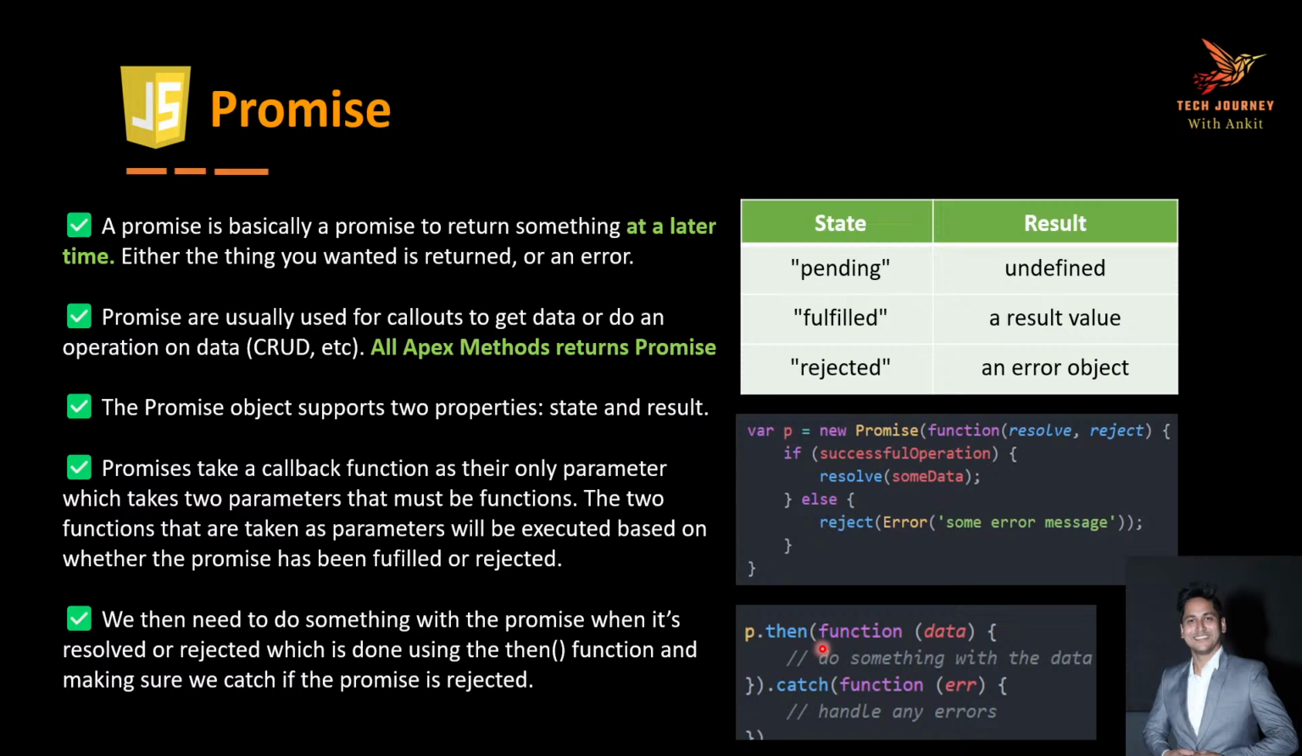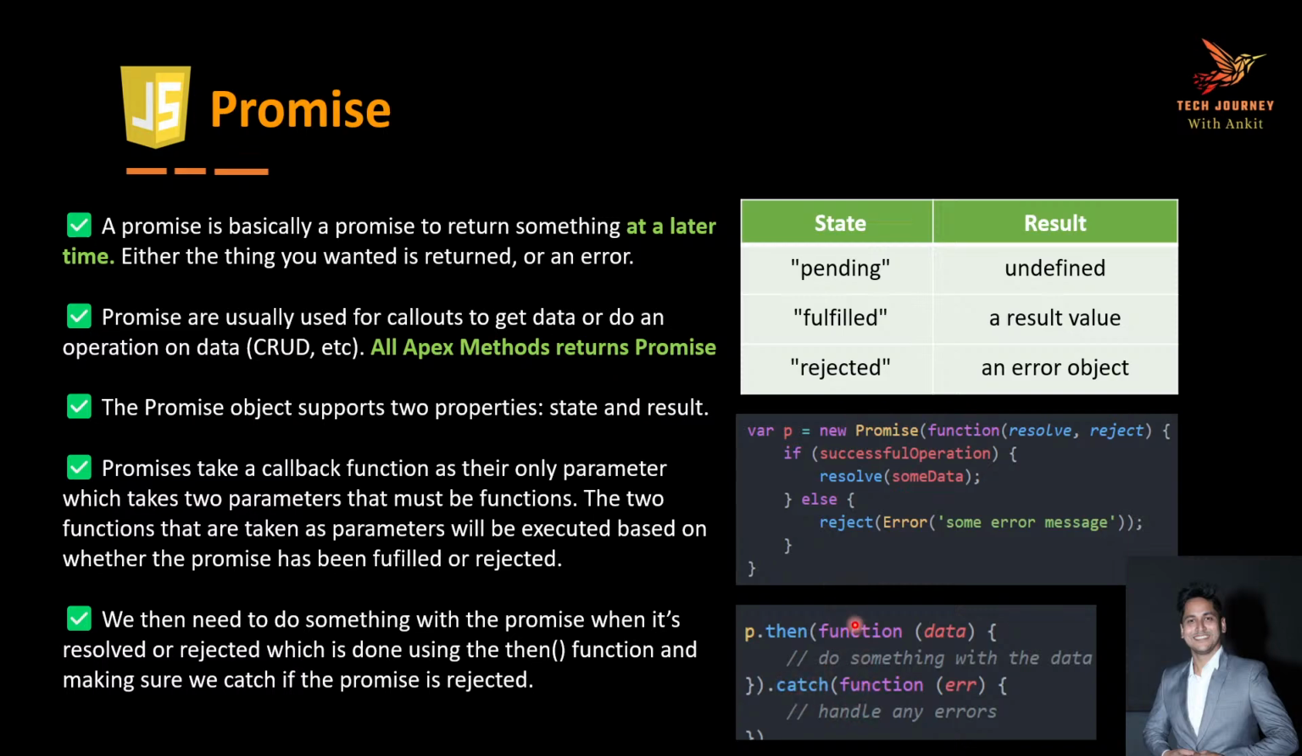So how can we handle the promise? Whenever the promise is fulfilled, or you can say whenever the promise is resolved, then we will execute the then block. So in case the promise is resolved, the then block will be executed. Or in case the promise is rejected, then the catch block will be executed.